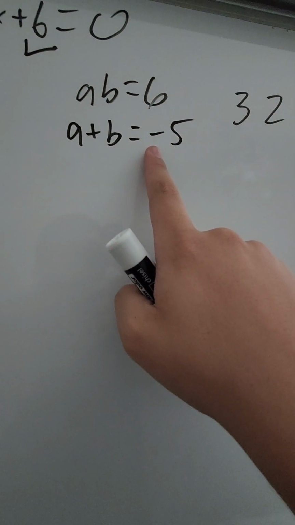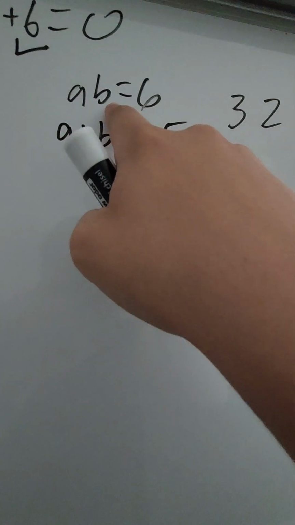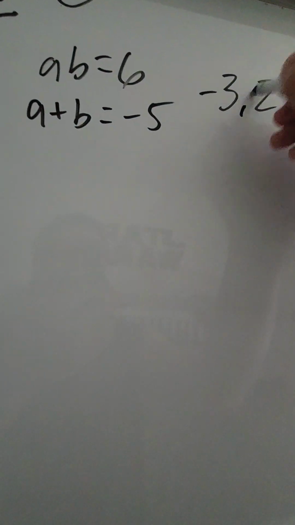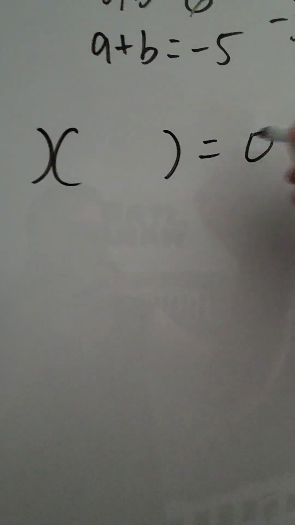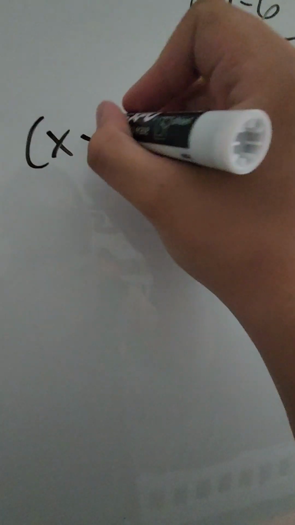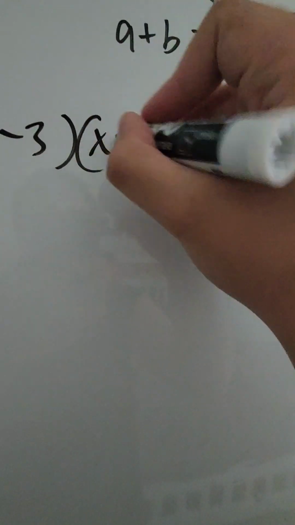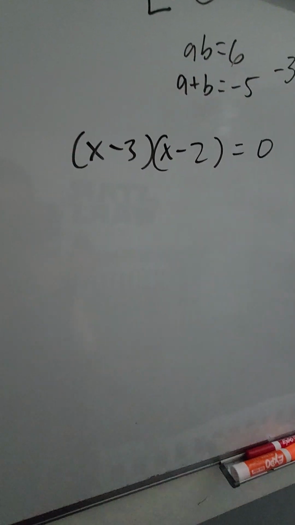Now, we have a negative here, it has to be -5, but this is a positive 6. Two negatives make a positive, so it has to be -3 and -2. So now you can just do this. We have a -3, so we just drop it here. We have a -2, we just drop it here. And now it's a little bit easier to solve.